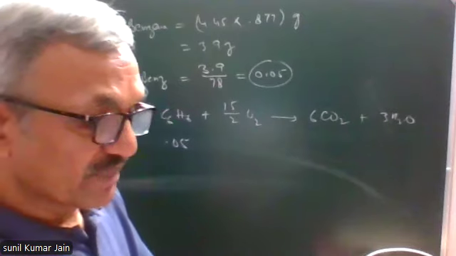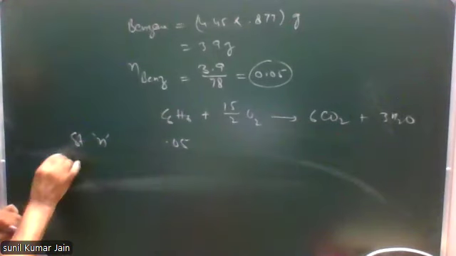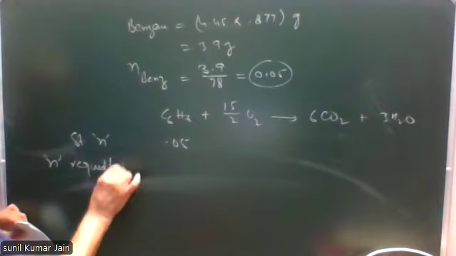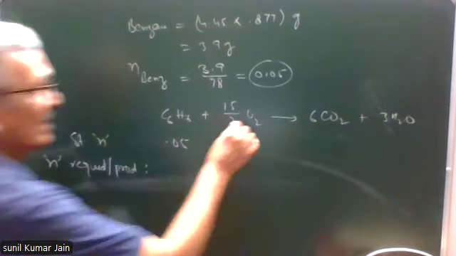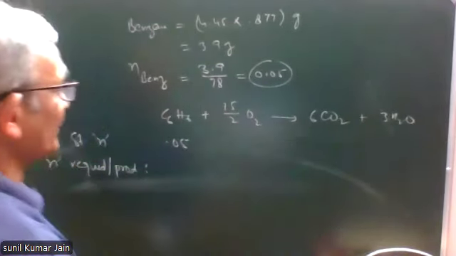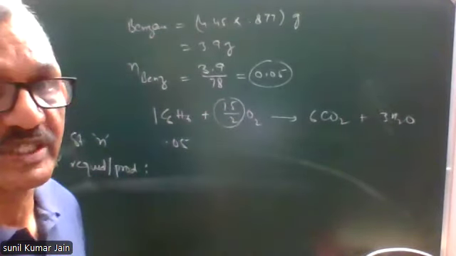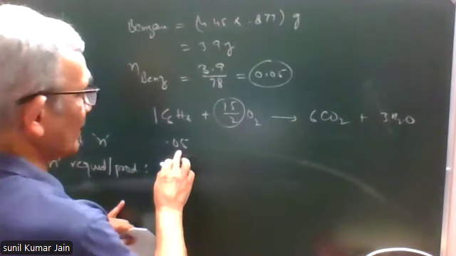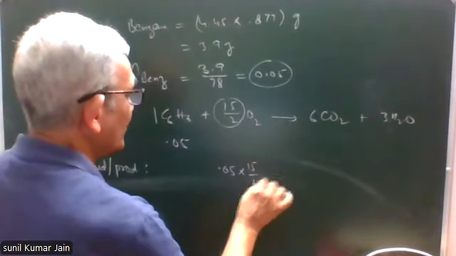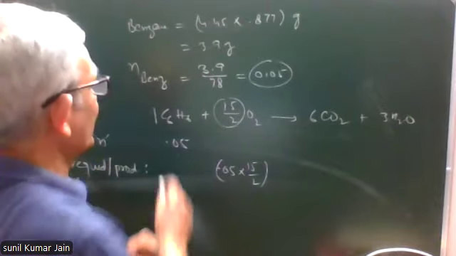We have to calculate the mass of water produced and the volume of oxygen at STP required. Number of moles required and produced. We want to calculate the number of moles, and the volume of oxygen required. See, for 1 mole, 7.5 moles of oxygen is required. So for 0.05, how much will be required? 0.05 into 15 by 2. So that many moles of oxygen will be required. Later we convert into volume.